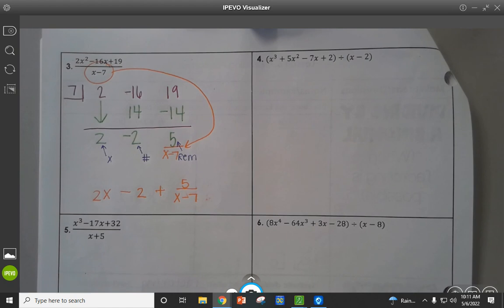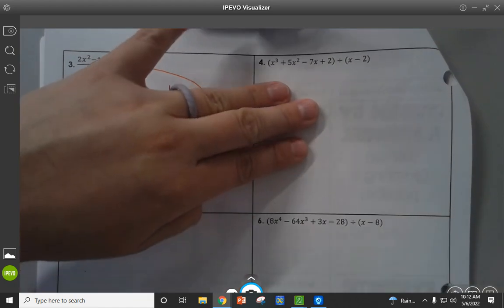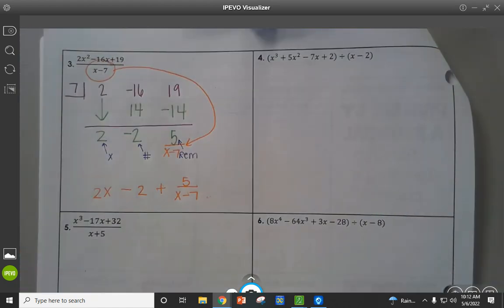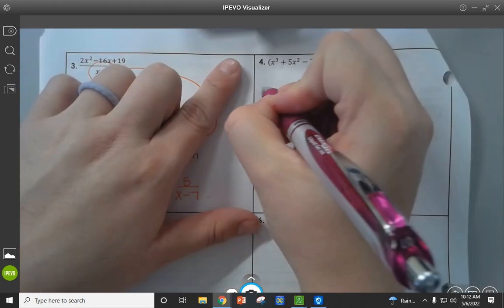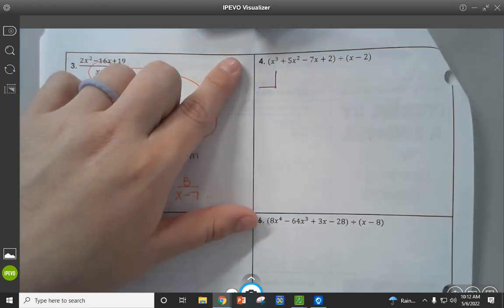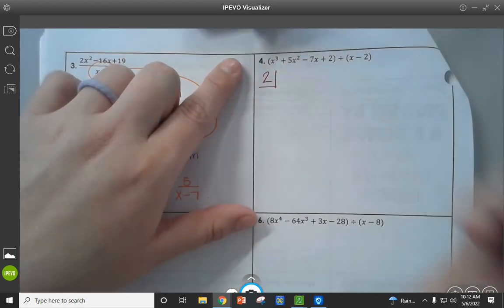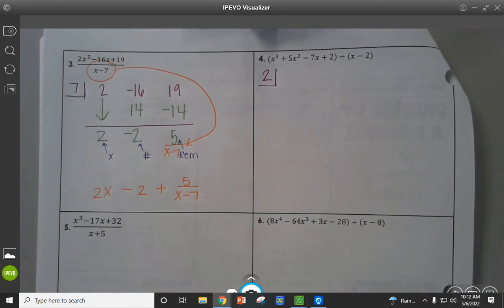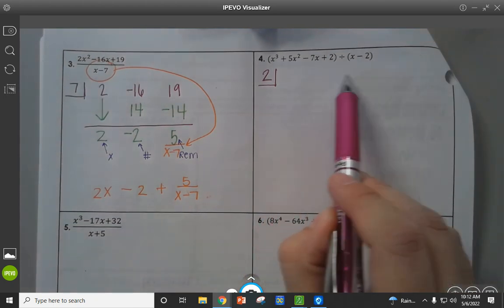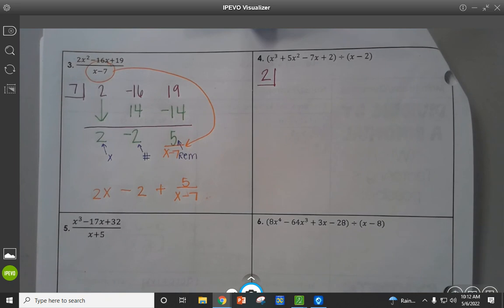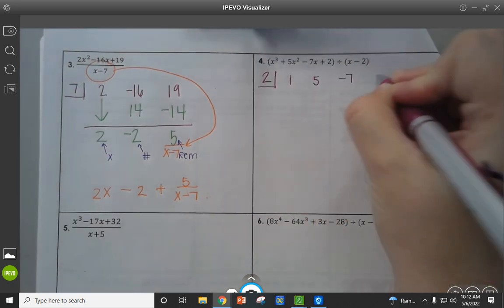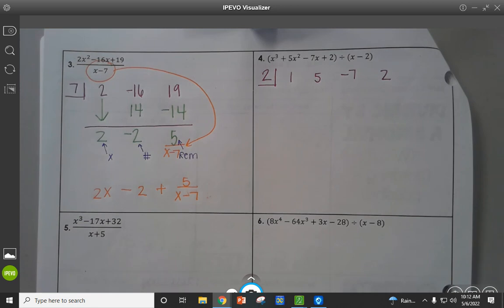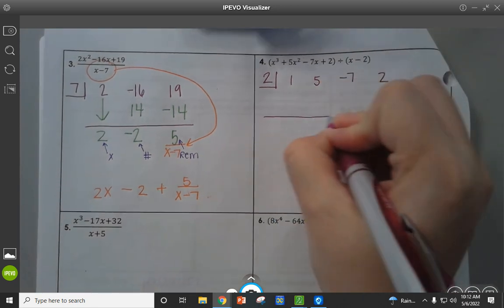Now, if you feel like you have this, don't work ahead past number 4 because you'll mess up. Number 4, what goes in my corner box? +2. What numbers go across the top? Good. Leave a space and draw a line.